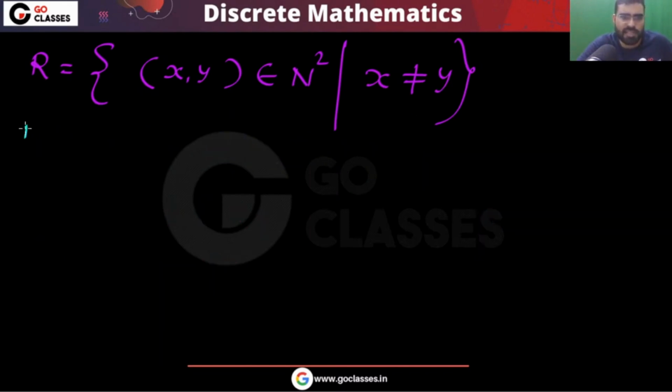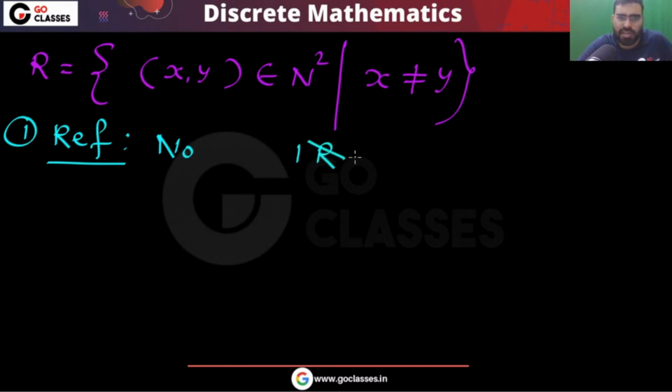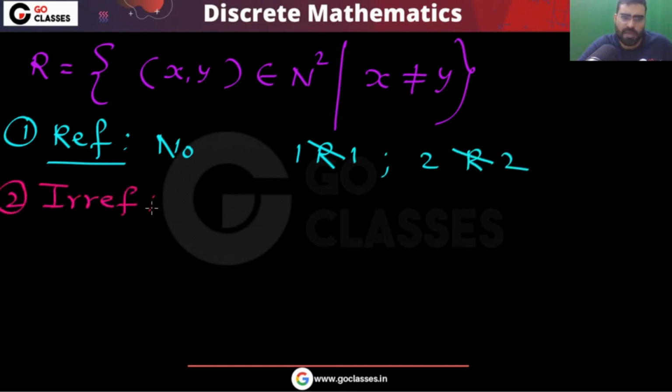Now you tell me, is this relation reflexive or not? It is not reflexive because easily you can see that 1 is not related to 1. You can also see that 2 is not related to 2. Reflexive says that every element should be related to itself. But 1 is not related to 1, so this is not reflexive.